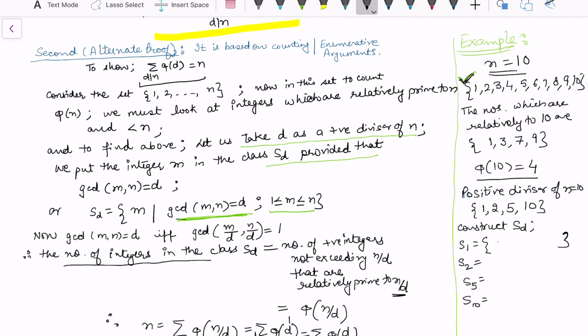So this means in S_1 we'll have the numbers 1, 3, 7, 9, because the GCD of these numbers and 10 is 1. In the second set, the GCD of these numbers and 10 should be 2. Here, GCD of 1 and 10 is 1, but in this set GCD of 2 and 10 should be 2. So we can keep the numbers 2, 4, 6, 8. All of these numbers have GCD with 10 equal to 2.